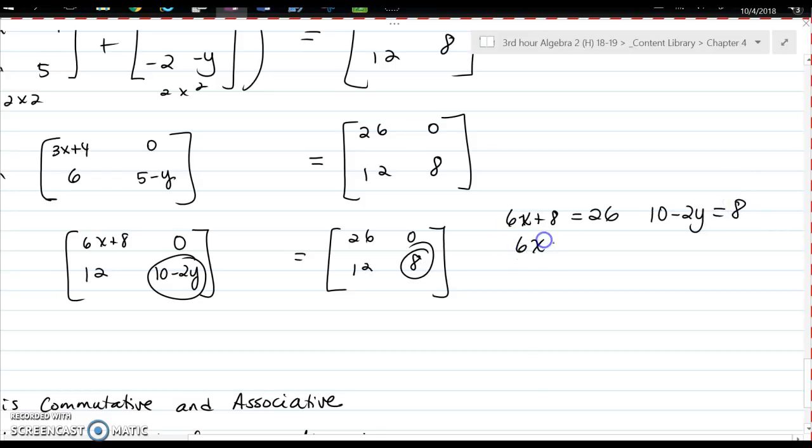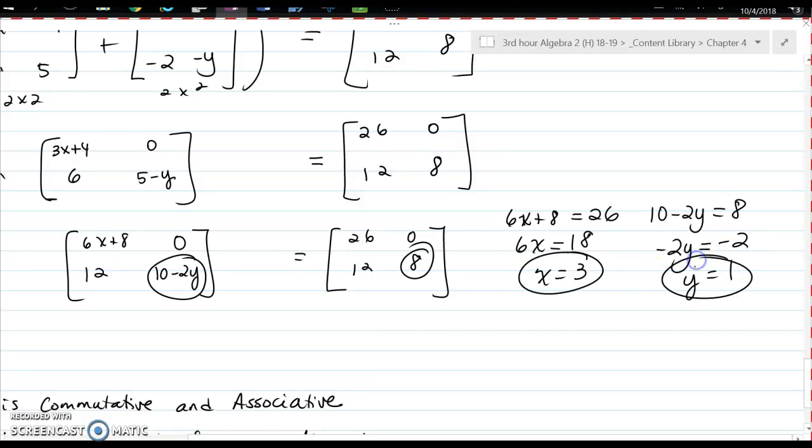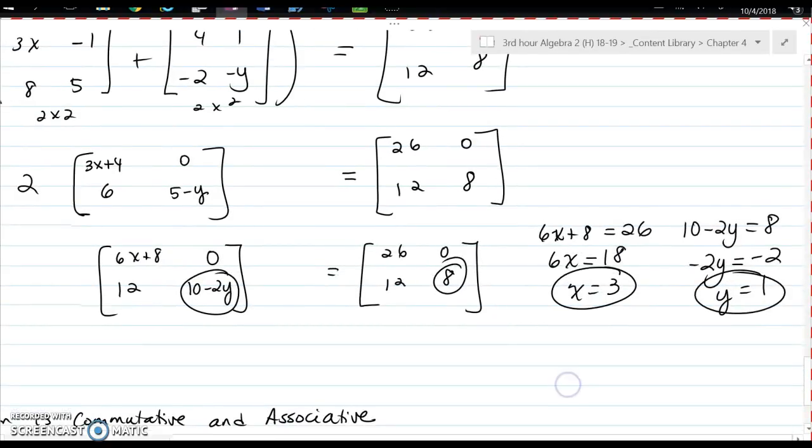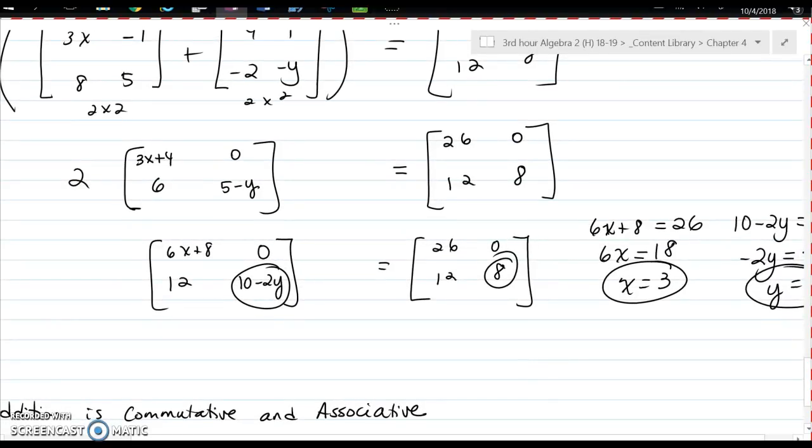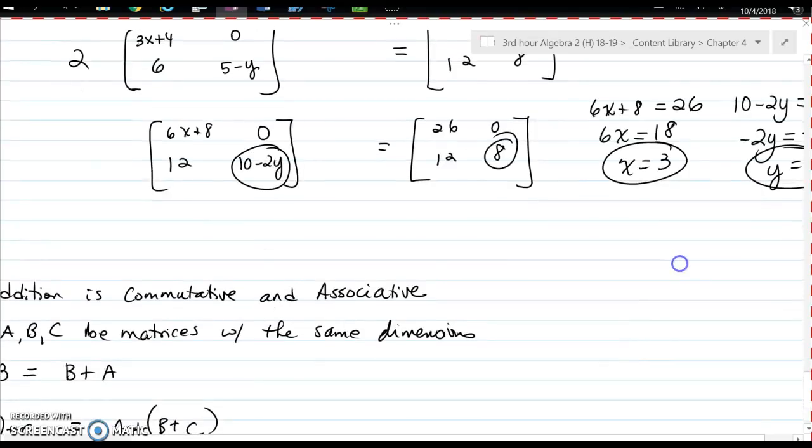And then I'm going to solve for x, and I'm going to solve for y. So I get x equals 3. 8 minus 10 is negative 2, so I get y equals 1. So that's what I do when I solve a matrix equation and the variables are inside the matrix. My solutions are going to be what x and y need to be so that that equation is true. So one more time, we get our equation simplified to one matrix equals one matrix, and once we get that far, then we know that the corresponding entries are equal.